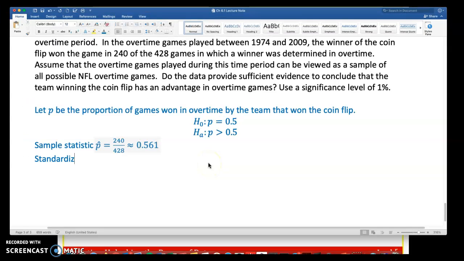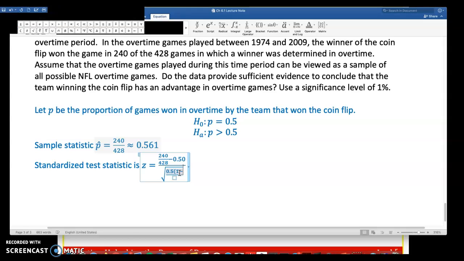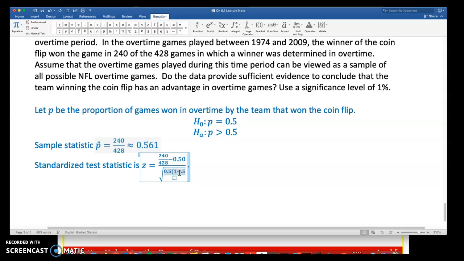Standardized test statistic is z equals p hat. I'm going to write 240 over 428 minus 0.50, and then divided by the square root of 0.5 times 1 minus 0.5, all divided by the sample size n, and n is 428.